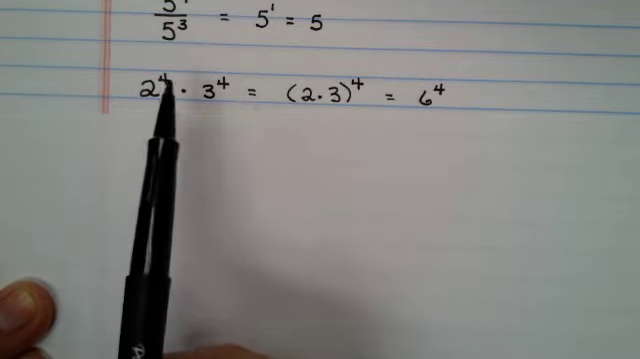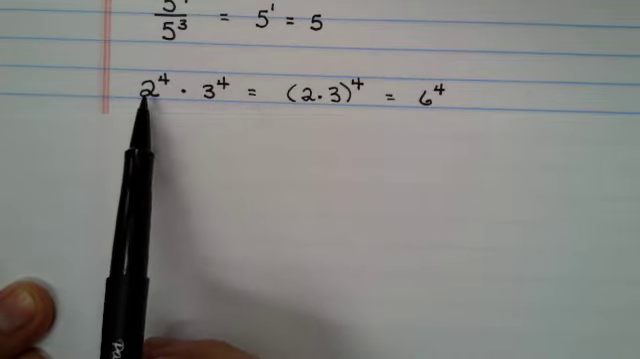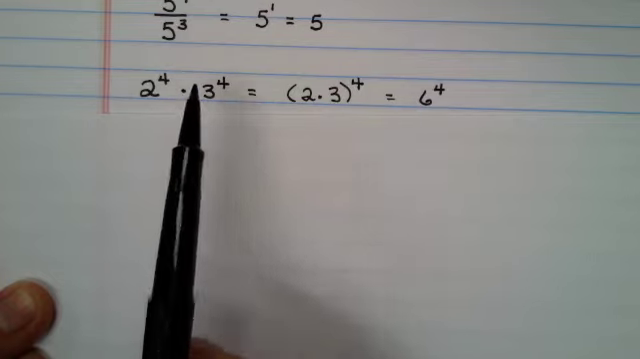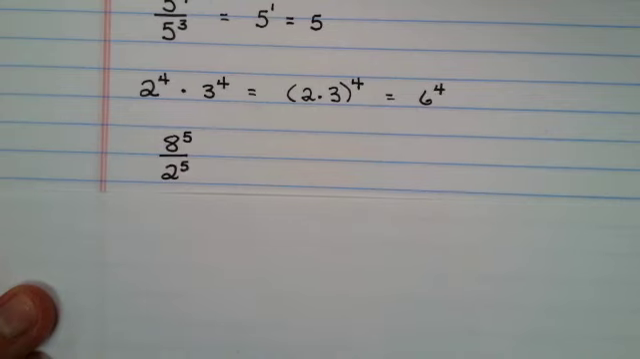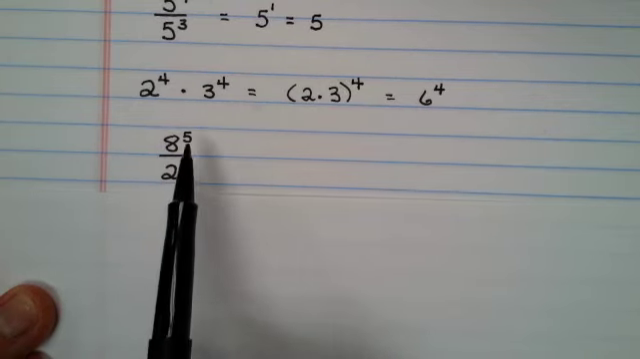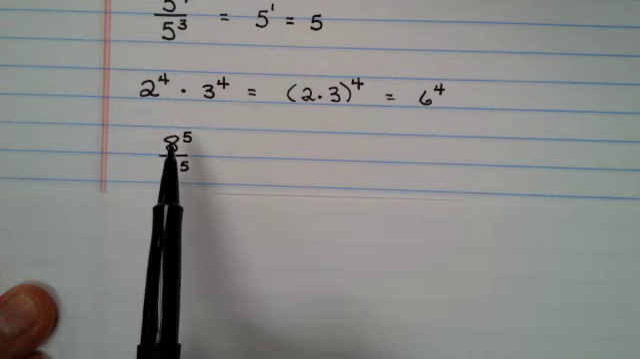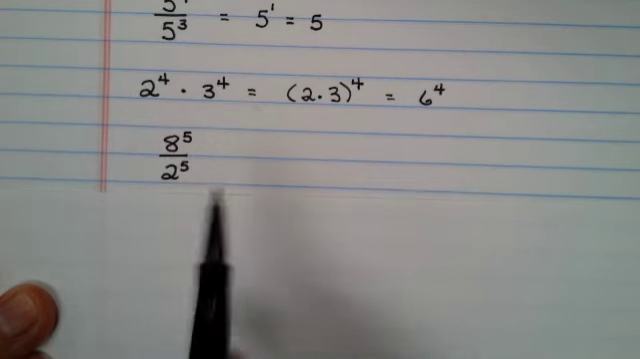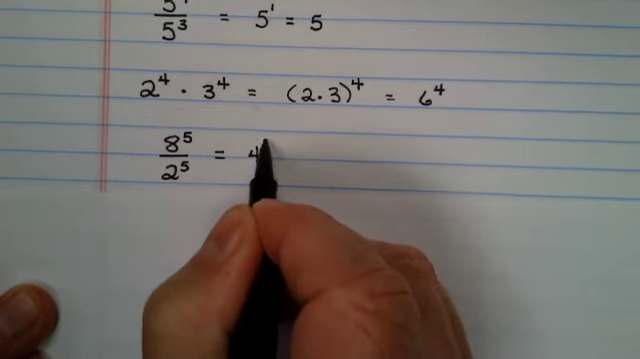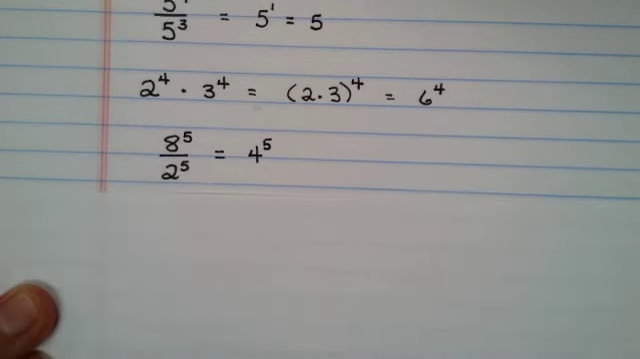So again, if the exponents are the same, then I can multiply or divide these numbers, whichever one it's telling me to do. Look at our next example. The bases aren't the same, but the exponents are the same. If the exponents are the same, then I can take my bases and either multiply or divide. In this situation, divide. 8 divided by 2 is 4, and then I keep the exponent.